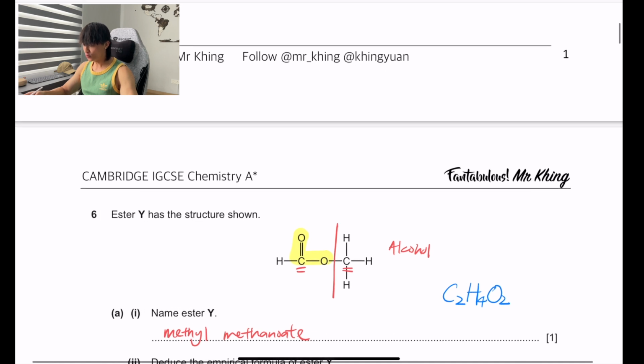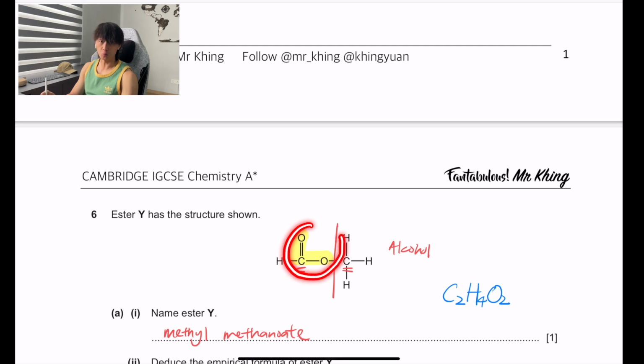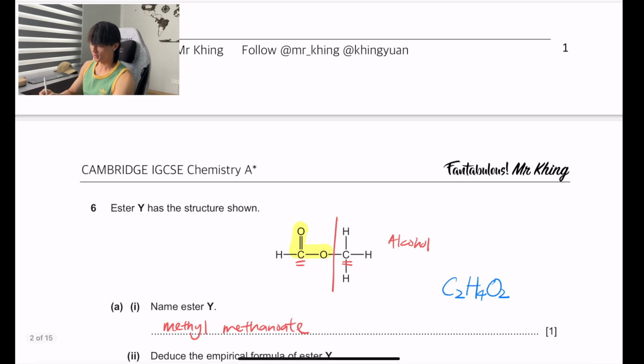How do you name the ester? Whenever you are given the formula or structural formula of an ester, first always identify the functional group, which is the COO functional group. The hydrocarbon that is attached to the O in COO belongs to the alcohol part. So in the alcohol part, how many carbon here? 1 carbon. Acid part, 1 carbon. That's it. So this is how you identify the names of the ester.